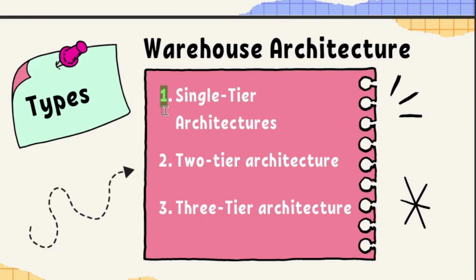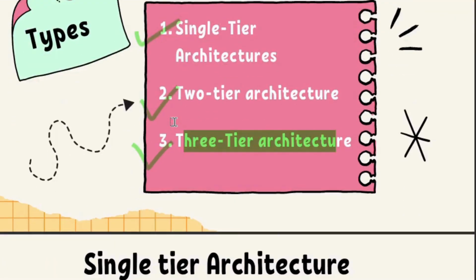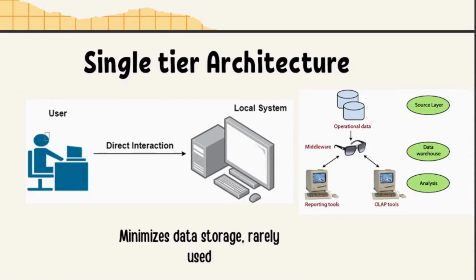One is the single tier, the other one is the two tier, the last one is the three tier that is widely used. We'll see later in this video why it is widely used. First, let us see the single tier architecture.